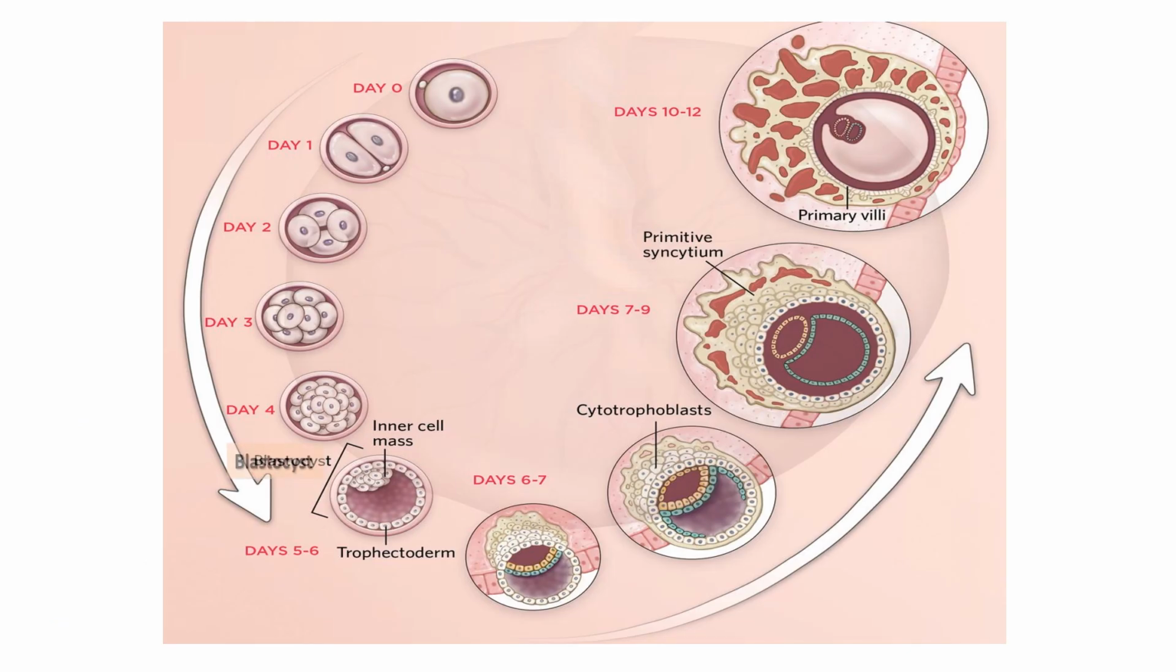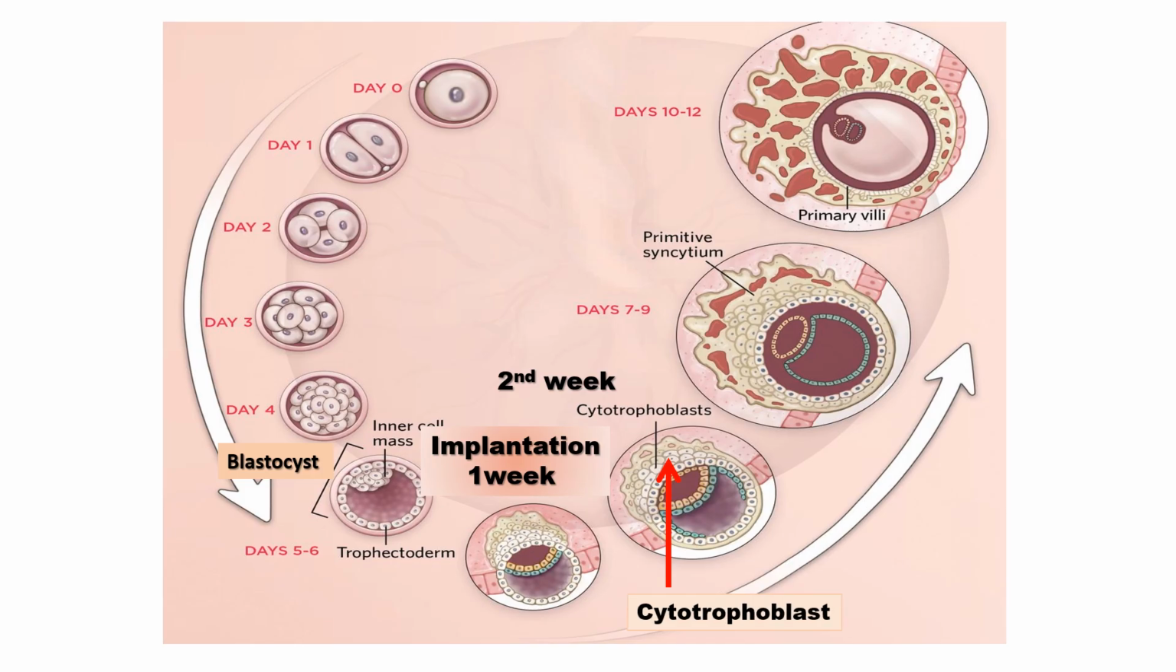So coming to the overall view of trophoblastic cells, blastocyst implantation occurs in the first week of intrauterine life, and later the outer cell mass differentiates at the beginning of the second week into cytotrophoblastic cells, which are mononuclear, and syncytial trophoblast cells, which are multinuclear. Syncytial trophoblast erodes the maternal blood vessels.